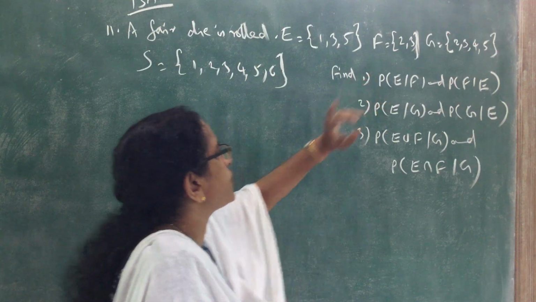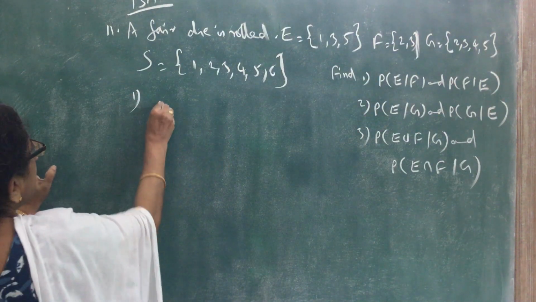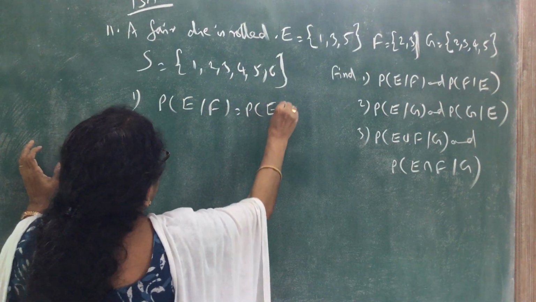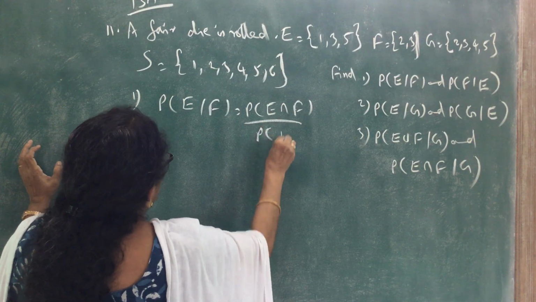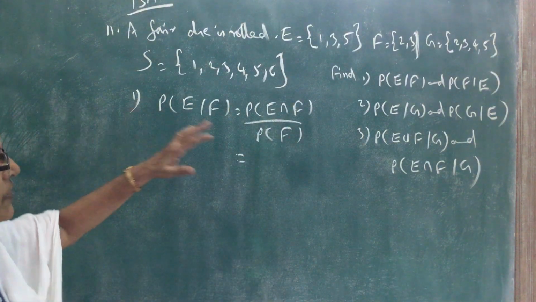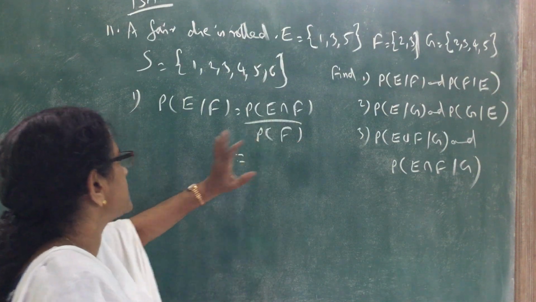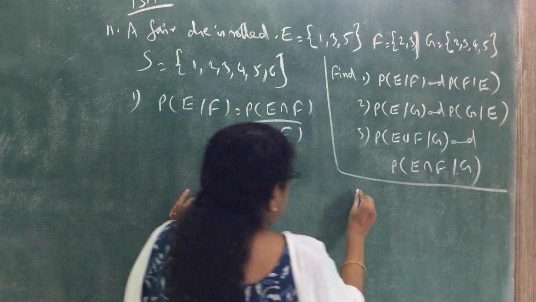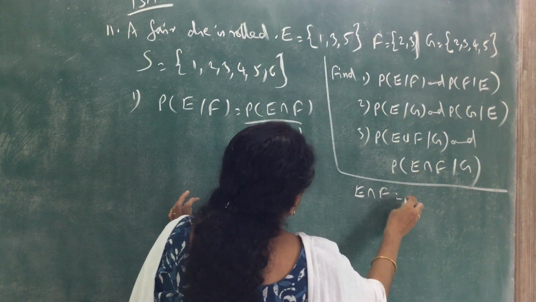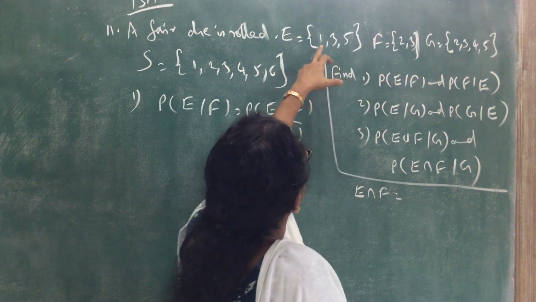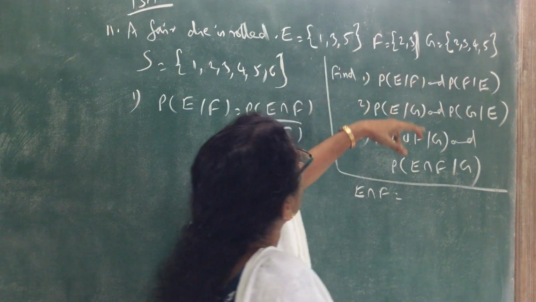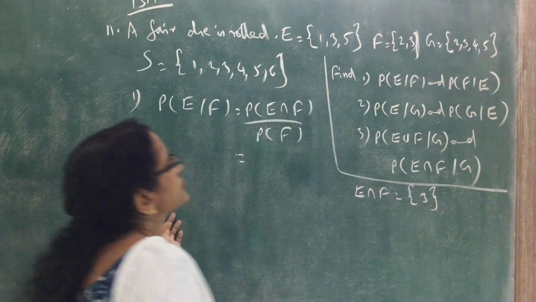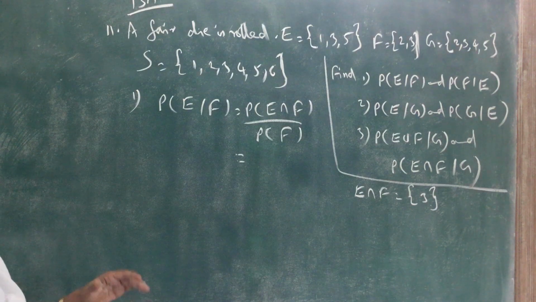So first we can find the first one, probability of E given F. Probability of E given F equals probability of E intersection F divided by probability of F. First we have to find E intersection F. Write the common elements of E and F. Here 1, 3, 5; here 2, 3. Only 3 is common. So E intersection F equals the set {3}.